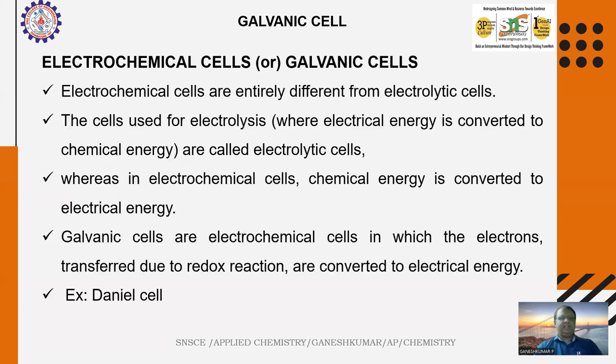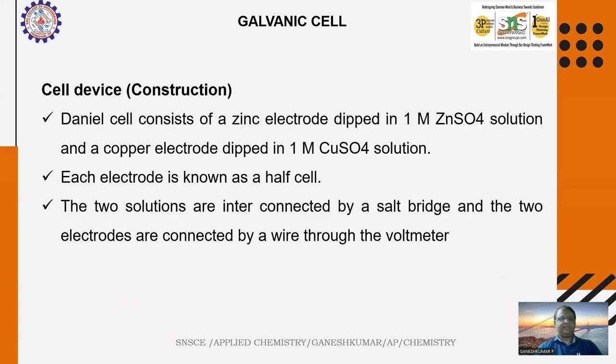Now, galvanic cell. Electrochemical cells are entirely different from electrolytic cells. Electrolytic cells are used for electrolysis, whereas in an electrochemical cell, chemical energy is converted to electrical energy. In galvanic cells, we have two types of reaction combined together. We call it a redox reaction.